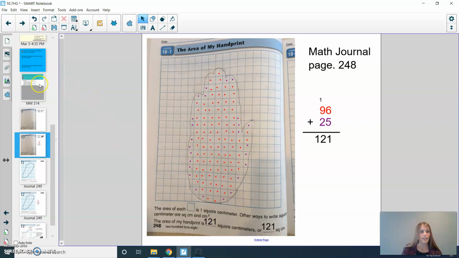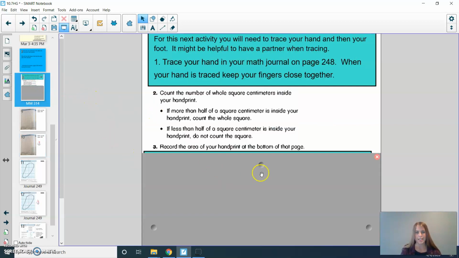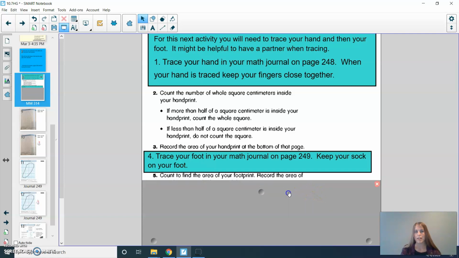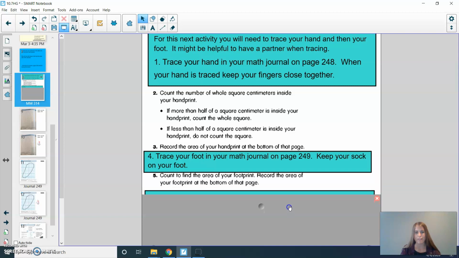Now we're going to do a very similar thing, but the next thing we're going to do is with our foot. Now we're going to trace our foot in our math journal on page 249, and this is where our socks come in handy. It's going to be a little bit easier for us to get a nice tracing of our foot if we have a sock on our foot. Okay? So again, if you have a partner and you want your partner to trace your foot for you, that might be helpful. Otherwise, you can do that on your own.